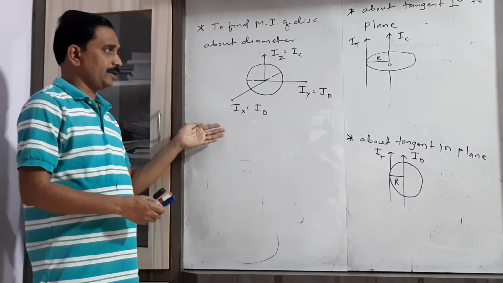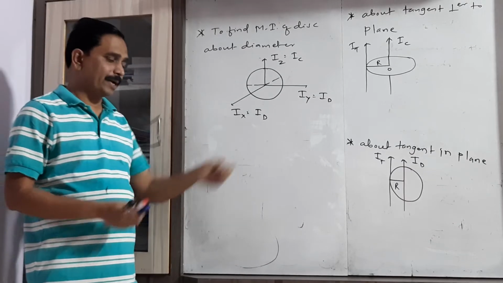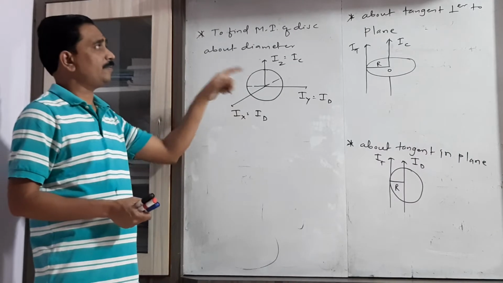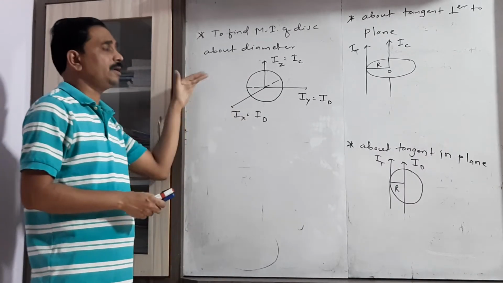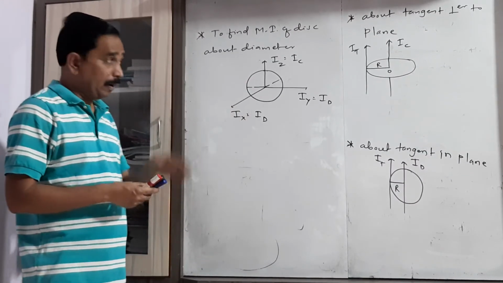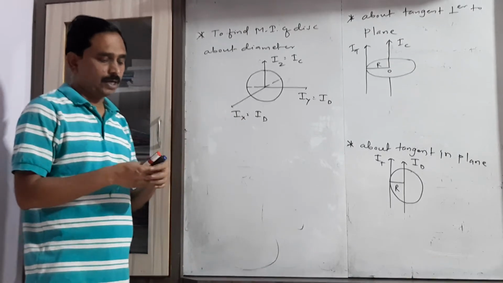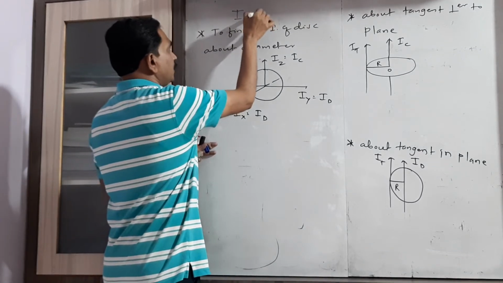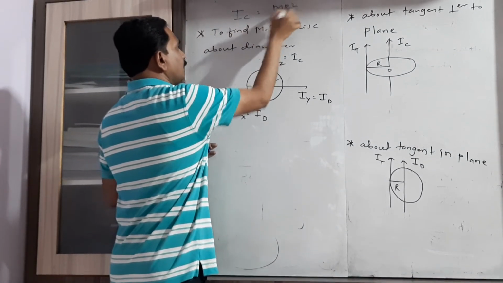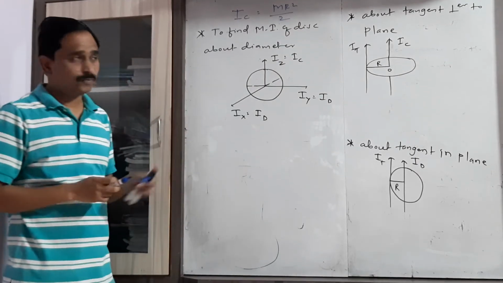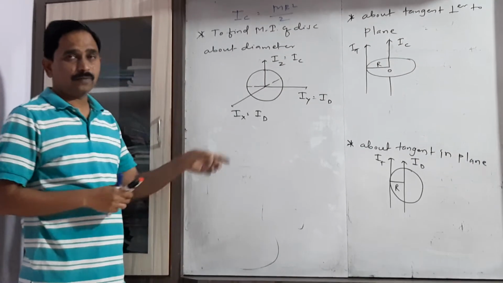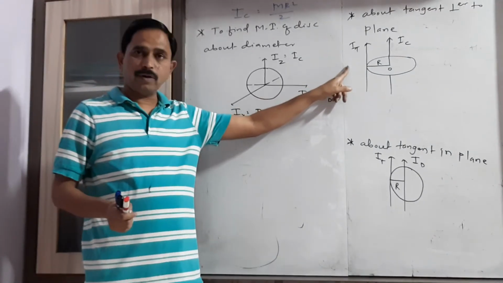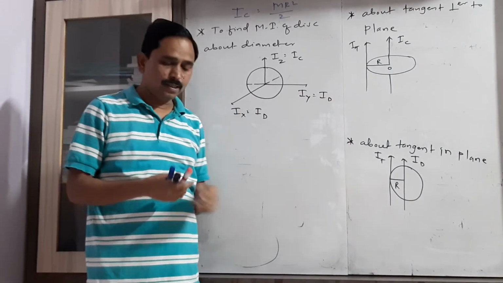Now by using the perpendicular axis theorem and parallel axis theorem, we have to derive the moment of inertia of the same object, that is the disk, about different positions. Assuming the moment of inertia of a disk about an axis passing through the center is mr square by 2, we have to find the moment of inertia of a disk about diameter, about tangent perpendicular to plane, and about tangent in the plane.